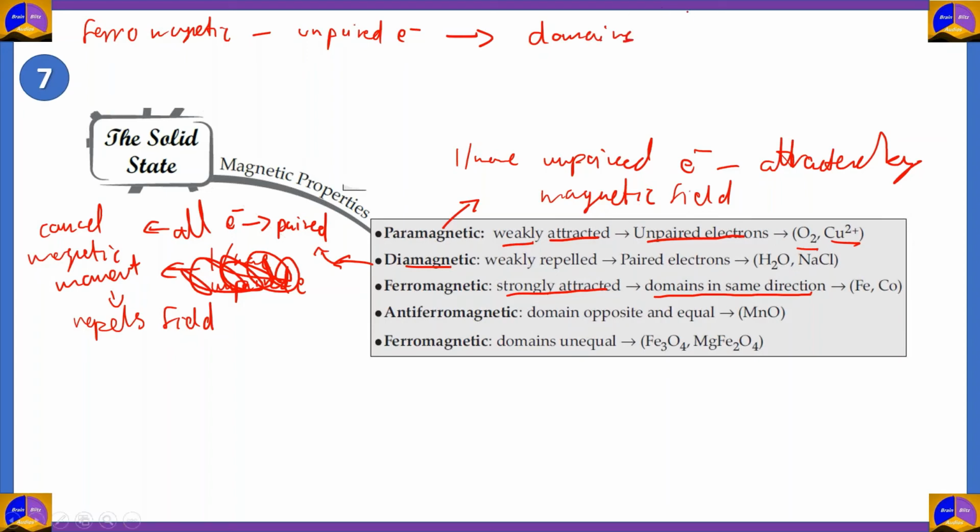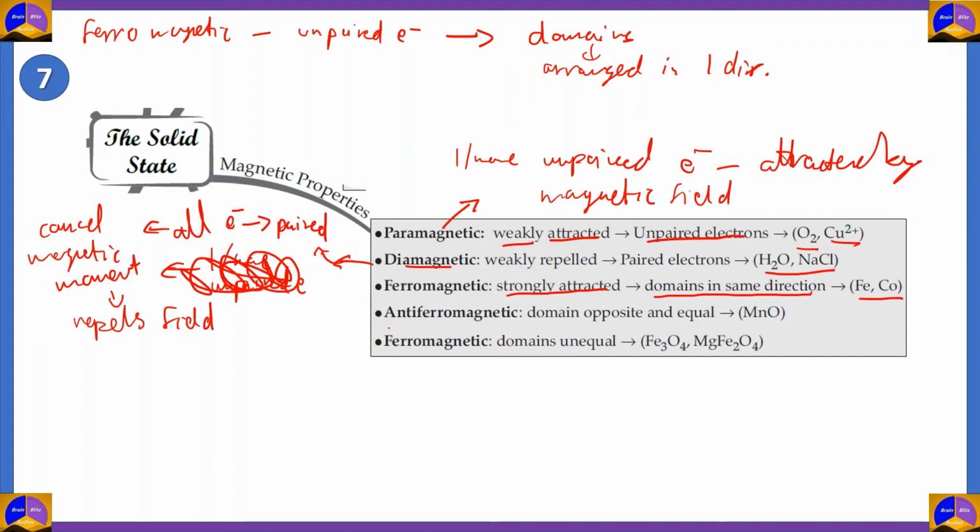Now, domains usually are helter-skelter. In a domain, the particles go in one direction. However, amongst the domains themselves, there are different directions. When there is a magnetic field, all these domains are arranged in one direction due to that magnetic field. That's why ferromagnetic substances are very good at being made into magnets or being attracted to magnets. Examples include iron and cobalt. And for diamagnetic, we have examples of water and NaCl.